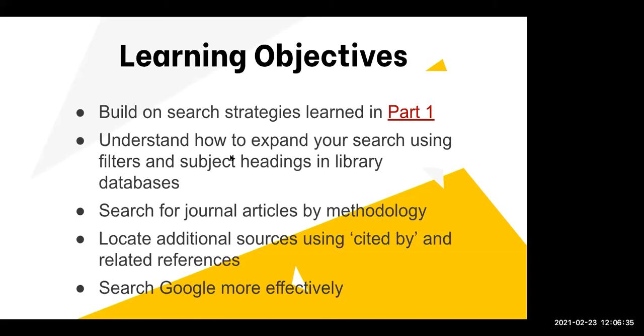And then we're going to look at some additional ways of expanding your search results. So looking at some additional features of these databases so you can find items related to your search. And then at the end, I'll share some tips for searching Google more effectively. So if you use Google for something, for example, for finding government reports or things that are publicly available, there are some simple tips that you can use to make that process more effective.